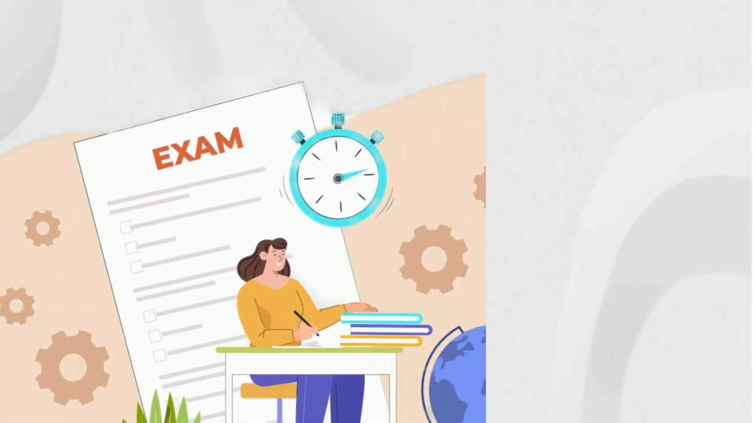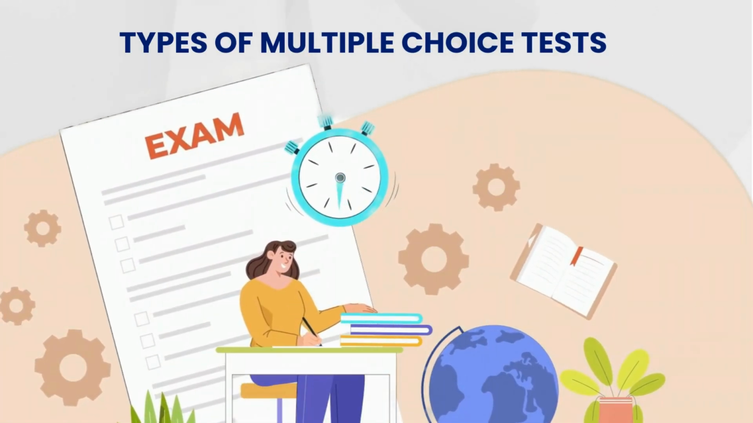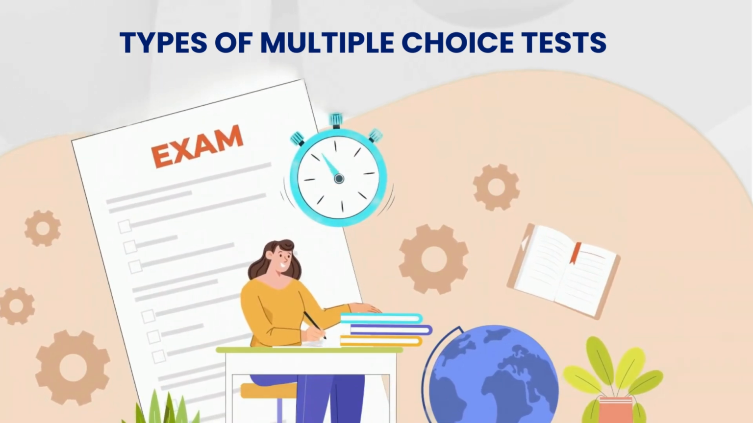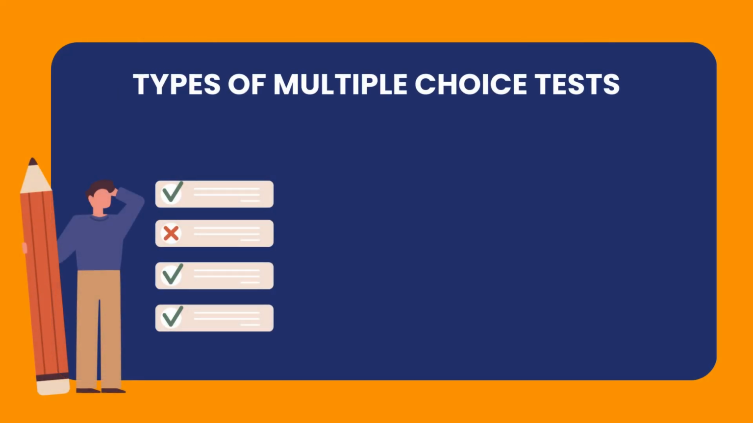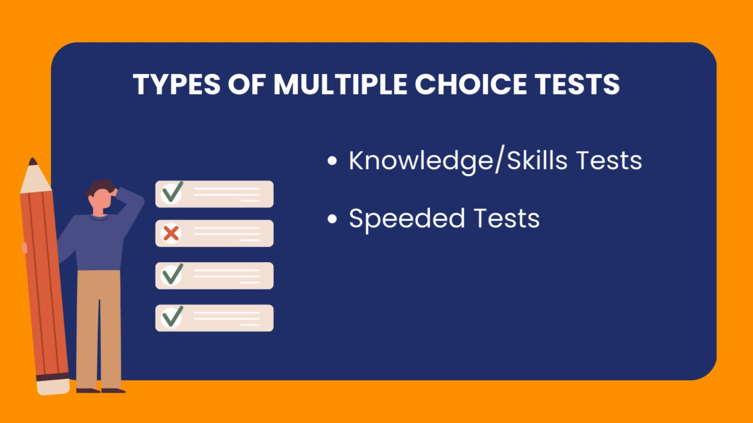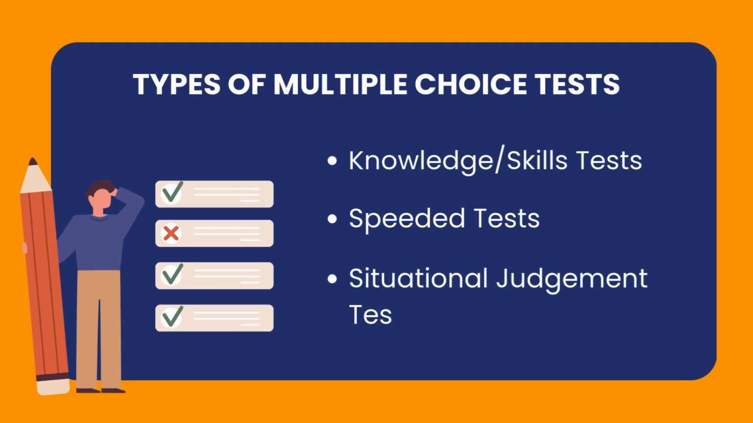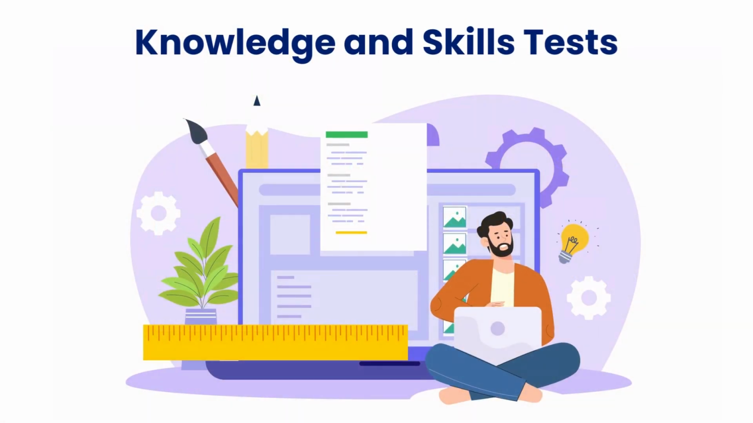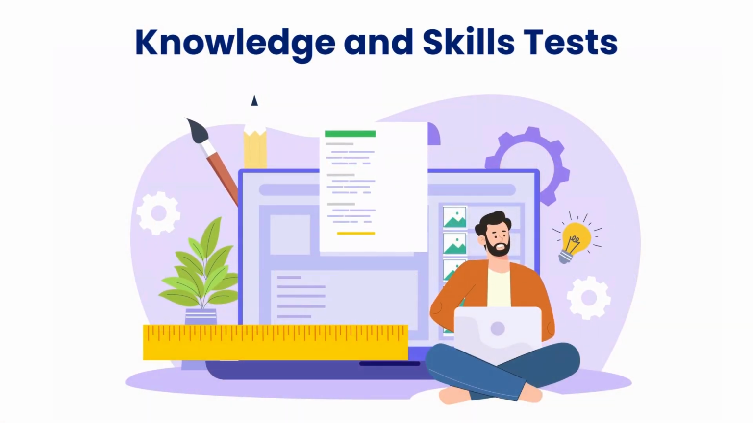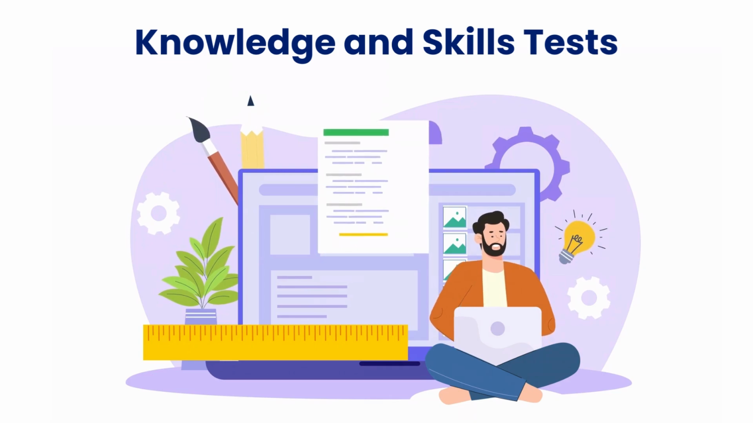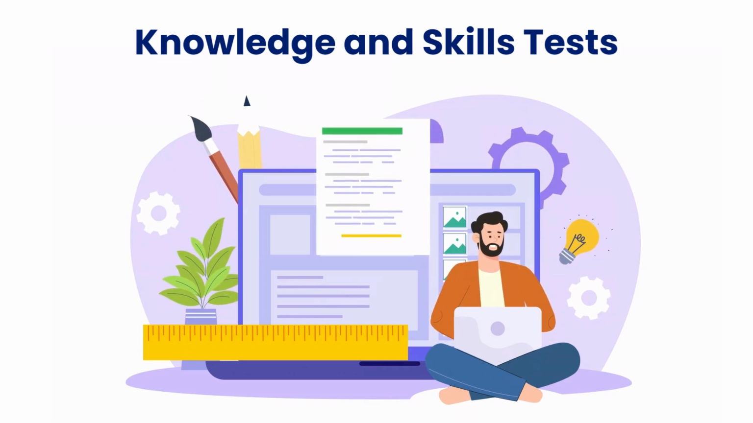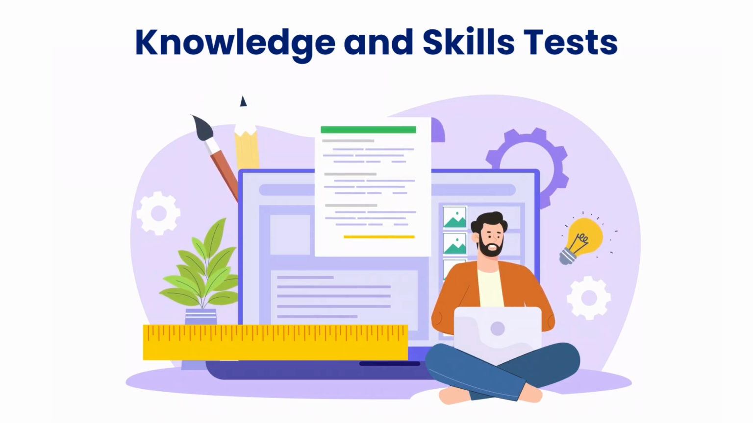There are several types of multiple-choice tests that are given by LAUSD's Personnel Commission. These test types include knowledge and skills tests, speeded tests, and situational judgment tests. Knowledge and skills tests, as the name indicates, are designed to measure knowledge and skills in specific subjects and areas directly related to the target job.